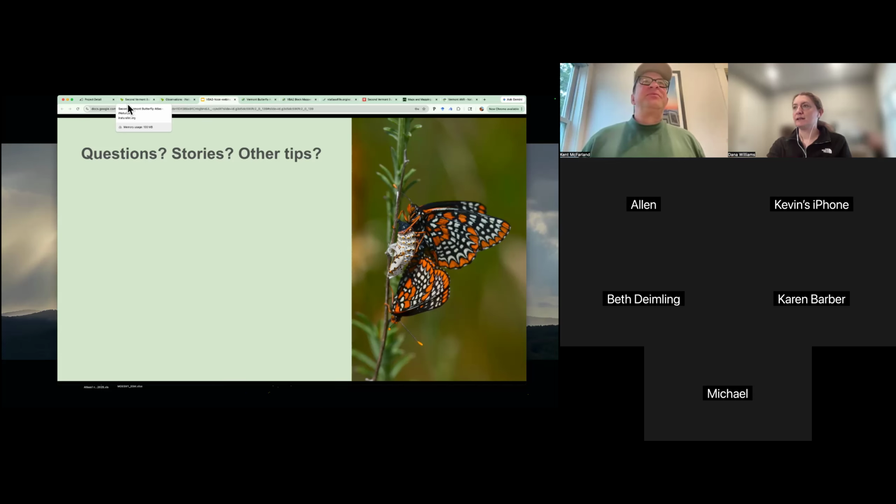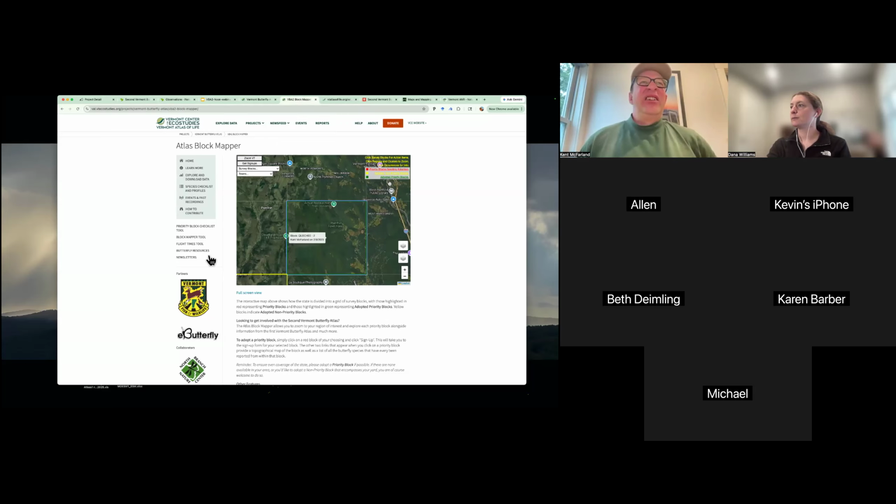So by tools, Kent is talking about the block mapper. There's a way to see what you've done so far, so it won't show up there necessarily.